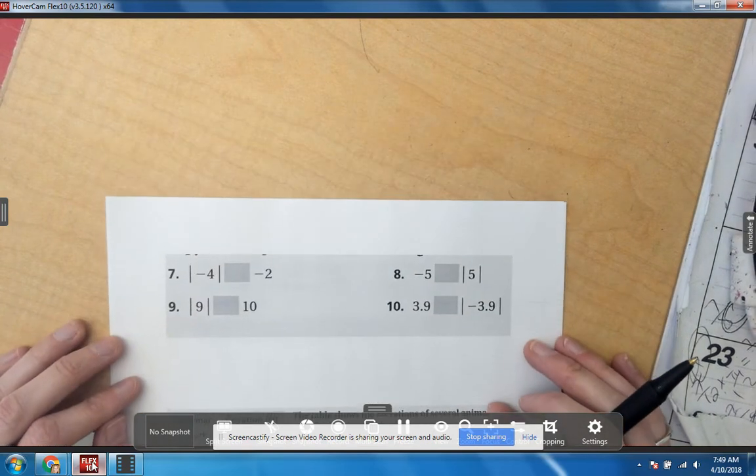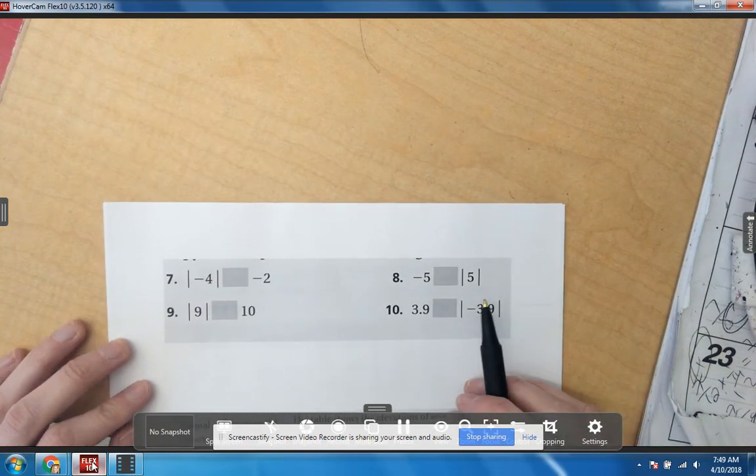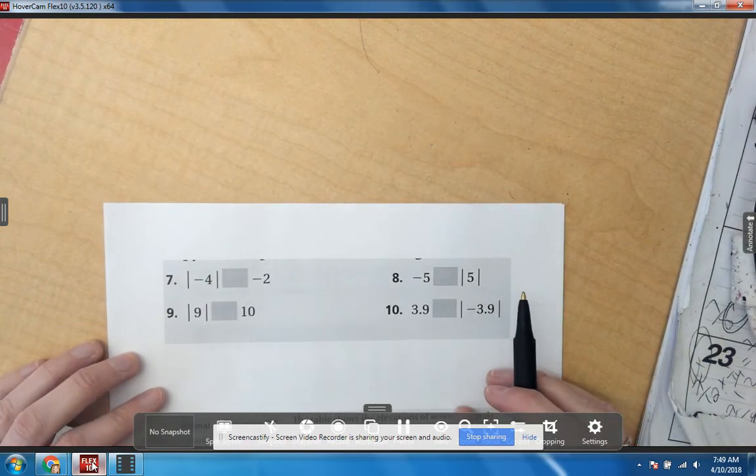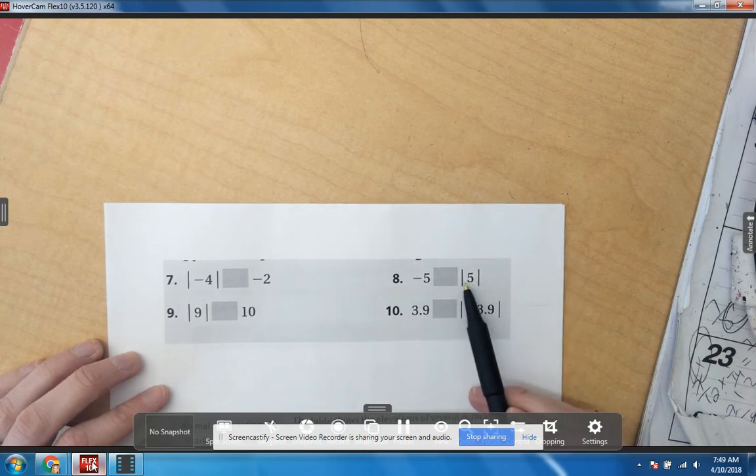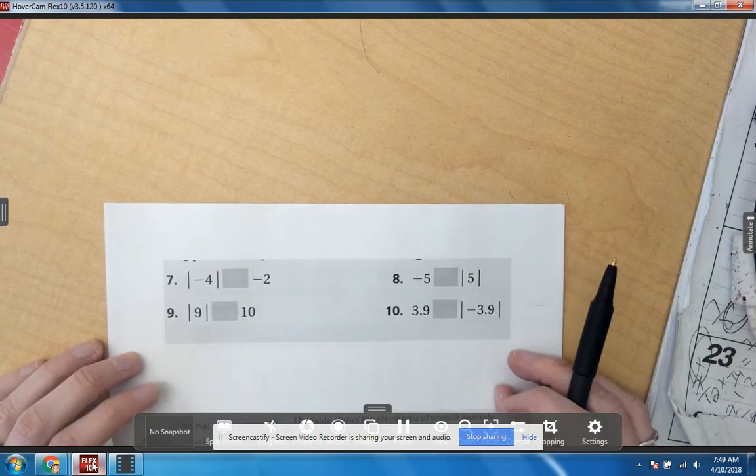Okay, I'm going to have you try these as well. Same exact thing, put a greater than or less than symbol. Make sure if you see an absolute value sign, you cross it out and make it a positive number first, and then put your symbol. So try those 4.